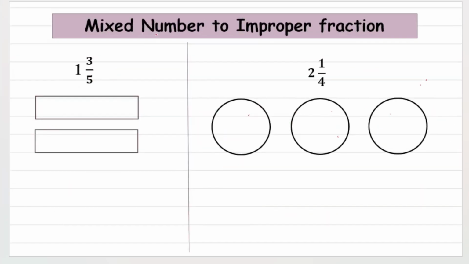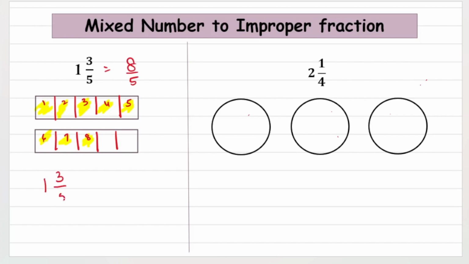Now, let's convert a mixed number to an improper fraction, 1 3/5. So, divide each whole into 5 equal parts. Let's shade 1 3/5. One whole, 3/5. So, how many parts are shaded? 1, 2, 3, 4, 5, 6, 7, 8. And my answer is 8/5.